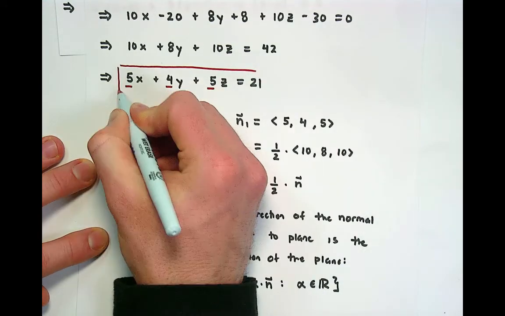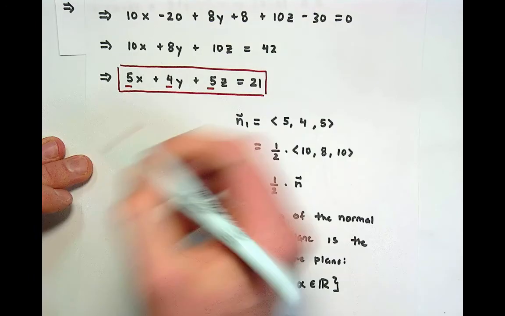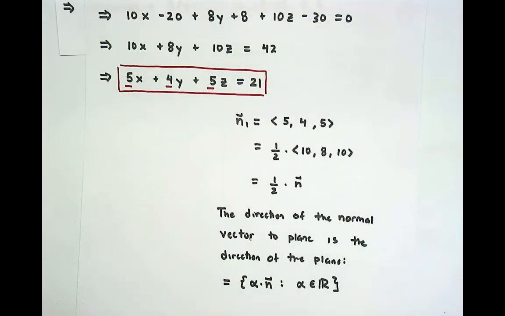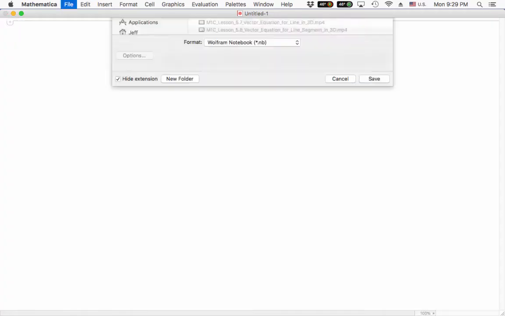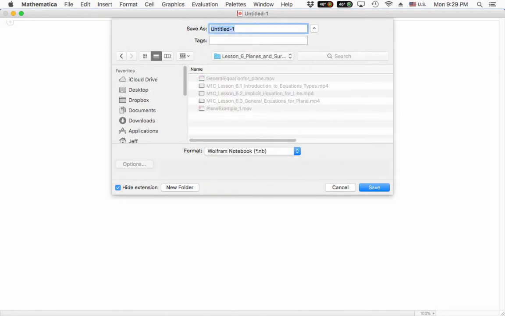Let's confirm that this equation for the plane actually contains the 3 points that we started with and the vectors that we made from those points using Mathematica. Switching over, here we go. Here we are in Mathematica. Before we begin, let's go ahead and save this into the appropriate space. We'll call it Lesson 6 Examples.